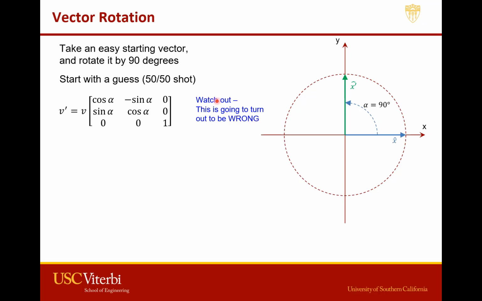Now, I'm deliberately choosing the wrong answer for this video so we can see how to see that it's wrong and how to fix it when it's wrong. So don't try to memorize this one. This is incorrect. This is just a guess. So how did I come up with this guess? First of all, I do remember that the cosine of the angle goes down the diagonal and the sine of the angle goes on the off diagonal.